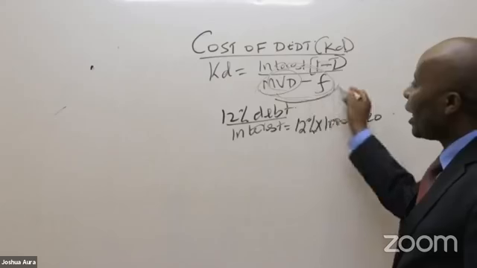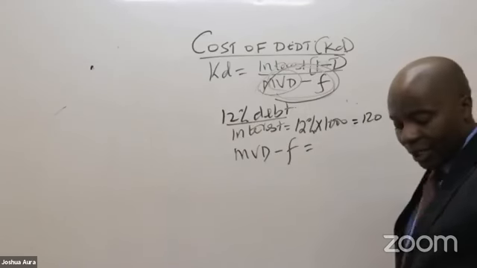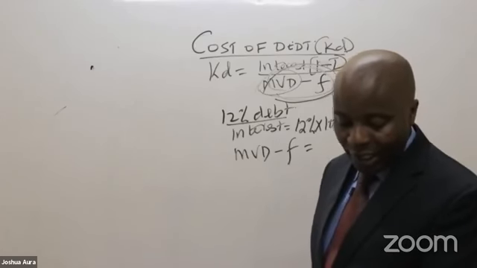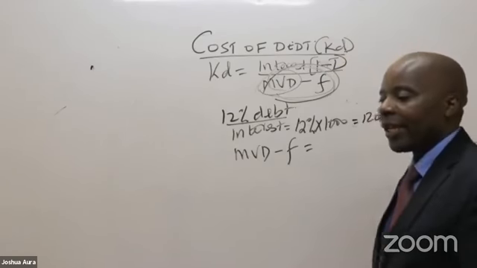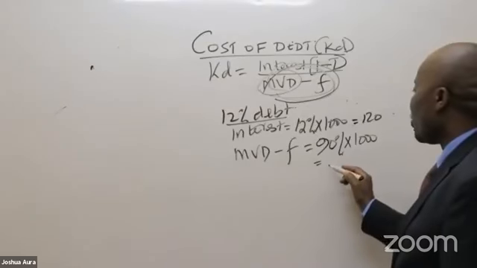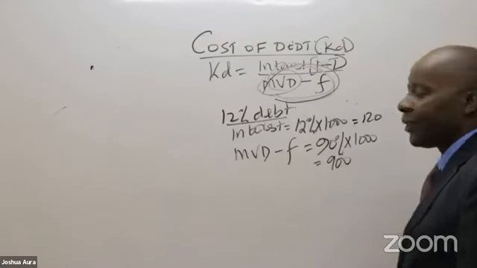My only concern is this MVD minus flotation cost. For the 12%, they have told us that the net proceeds are 90%. If you look at note number 4, the last sentence says 12% interest with net proceeds of 90% of the par value. So 90% of the par value, which is 1,000, will end up giving us 900.